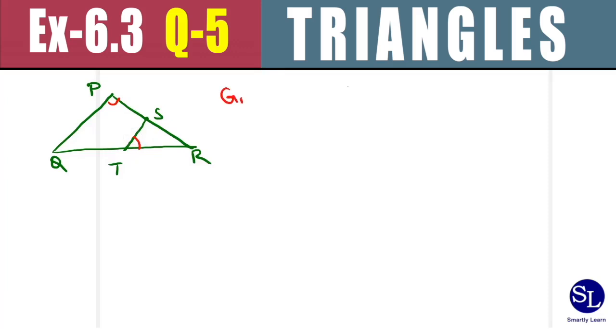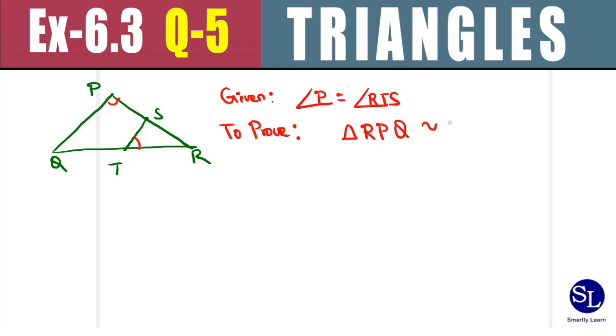Now let's list what is given to us. So given angle P is equal to angle RTS. What are we supposed to prove? We are going to prove that triangle RPQ is similar to triangle RTS. So let's start with the proof.